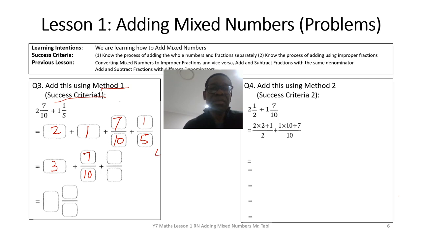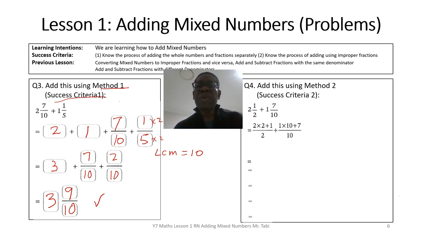LCM equals 10. So this times 2 will give you 10, so that must be multiplied by 2 as well. So that gives you 2 times 1 is 2 over 10. And so this will be 3, 9 over 10. We cannot simplify, so that's our final answer.